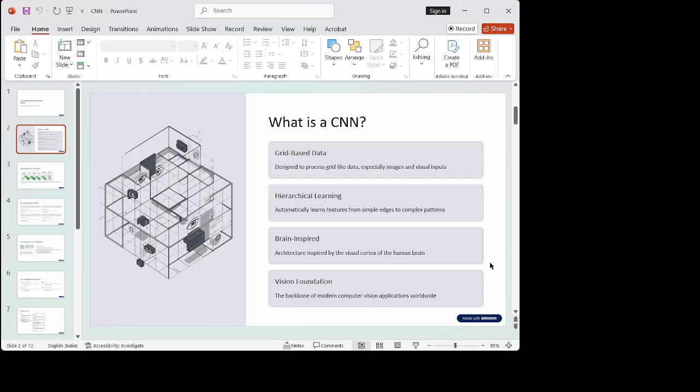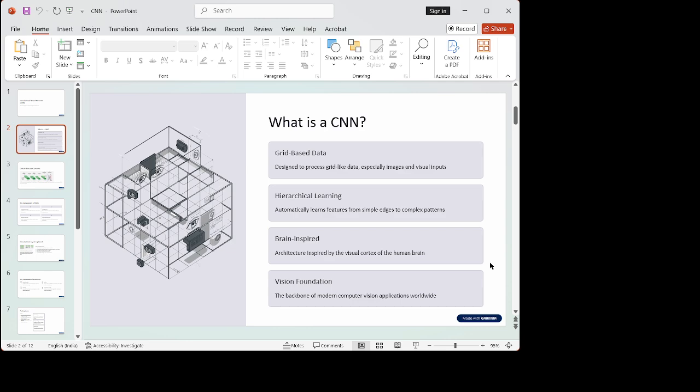For example, a grayscale image can be represented as a 2D grid, a matrix with values like 12, 45, 78, 90 in a 4 by 4 matrix. A color image generally contains three channels: red, green, and blue. Therefore, an image can be represented as height, width, and channels, for example 224 by 224 by 3. CNNs are specifically designed to process this type of grid-like data.